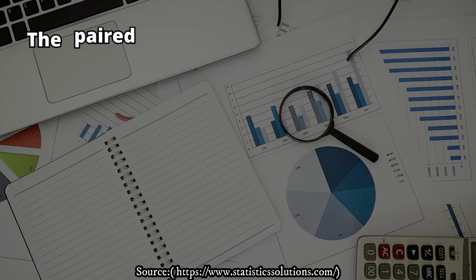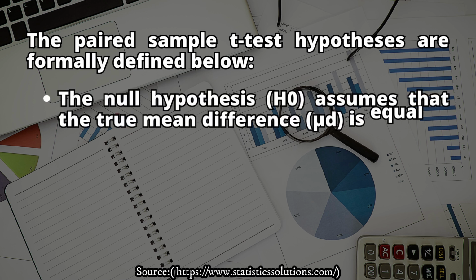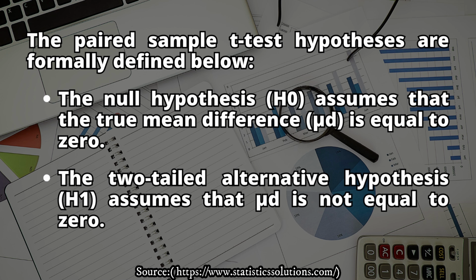Okay, in the case of the paired sample t-test, hypotheses can be formally defined as below. The null hypothesis assumes that the true difference is equal to 0. This is the first condition. The two-tailed alternative hypothesis assumes that the mean difference is not equal to 0. This is the second type of the hypothesis.